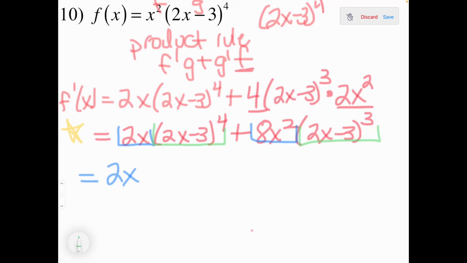Yes. Do they both at least have 2x minus 3 to the 2nd power? Yes. Do they both have at least 2x minus 3 to the 3rd power? And the answer to that is yes. But do they both have at least 2x minus 3 to the 4th power? And the answer to that is no. So they have 3 factors of 2x minus 3 in common.